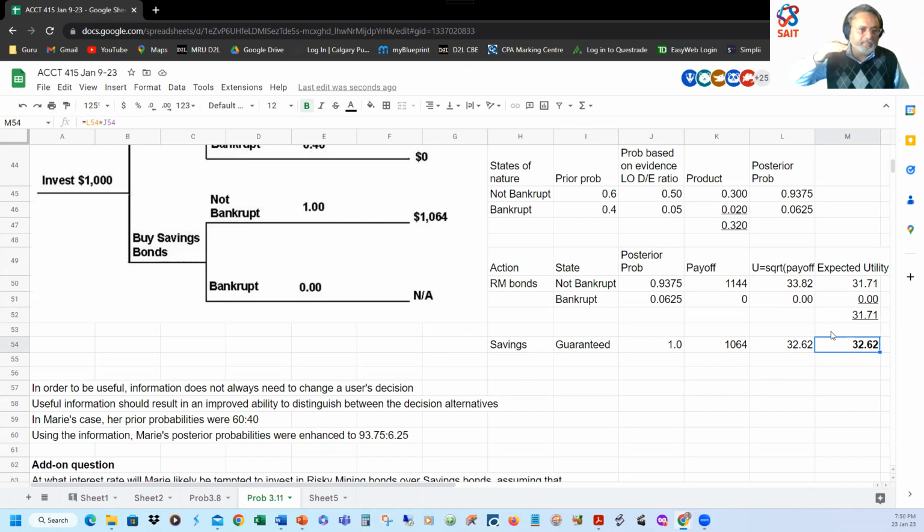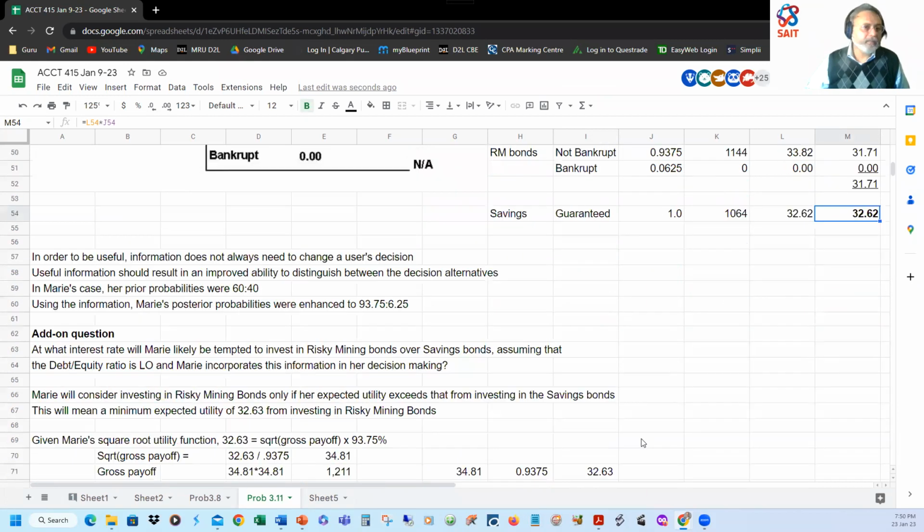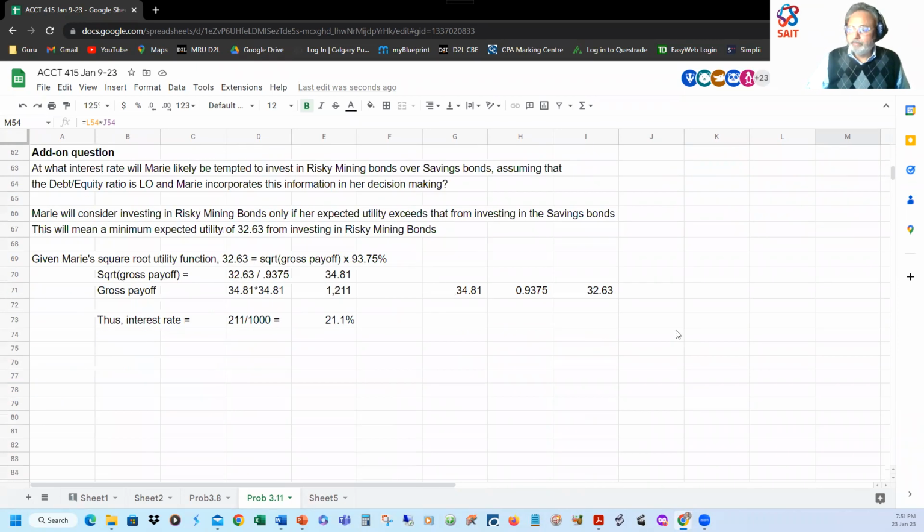I'm barely exceeding this. Now, of course, any interest rate more than the 21% that we calculated will entice Marie to invest in risky mining. But less than that, she will not. And this is after taking account of the information. If Marie was to go by her prior probability of 40% chance that Risky Mining will go bankrupt, I don't know if her investment can be won over, because the rate of interest there has to be ridiculously high, unbelievably high.